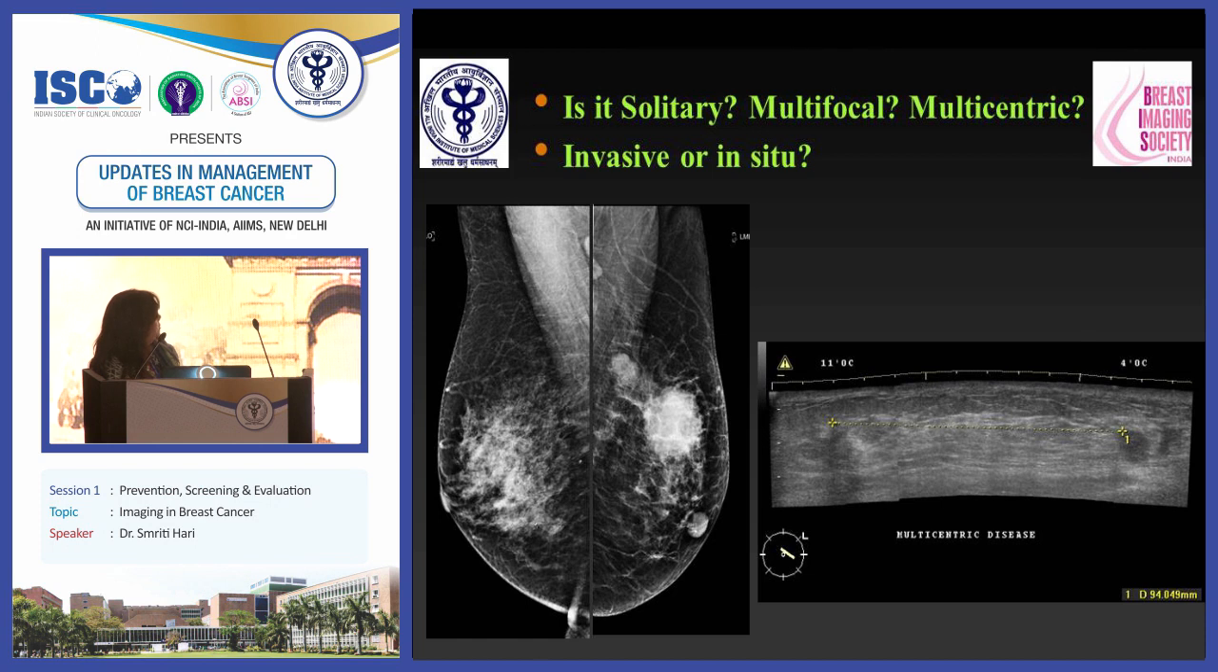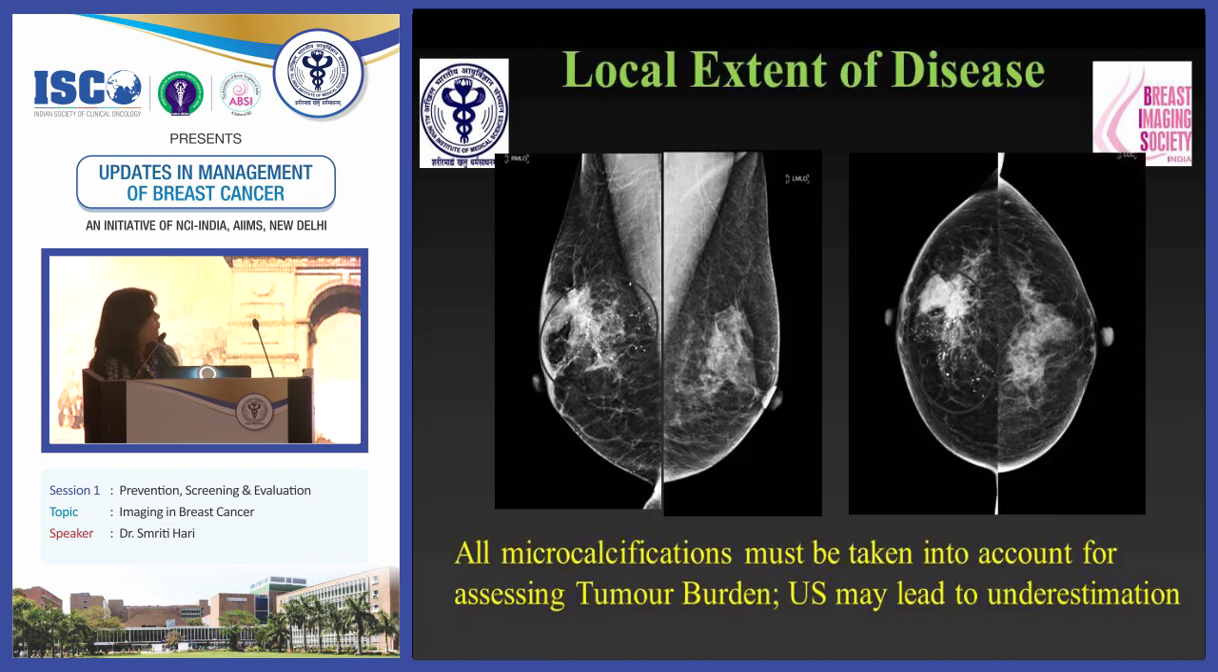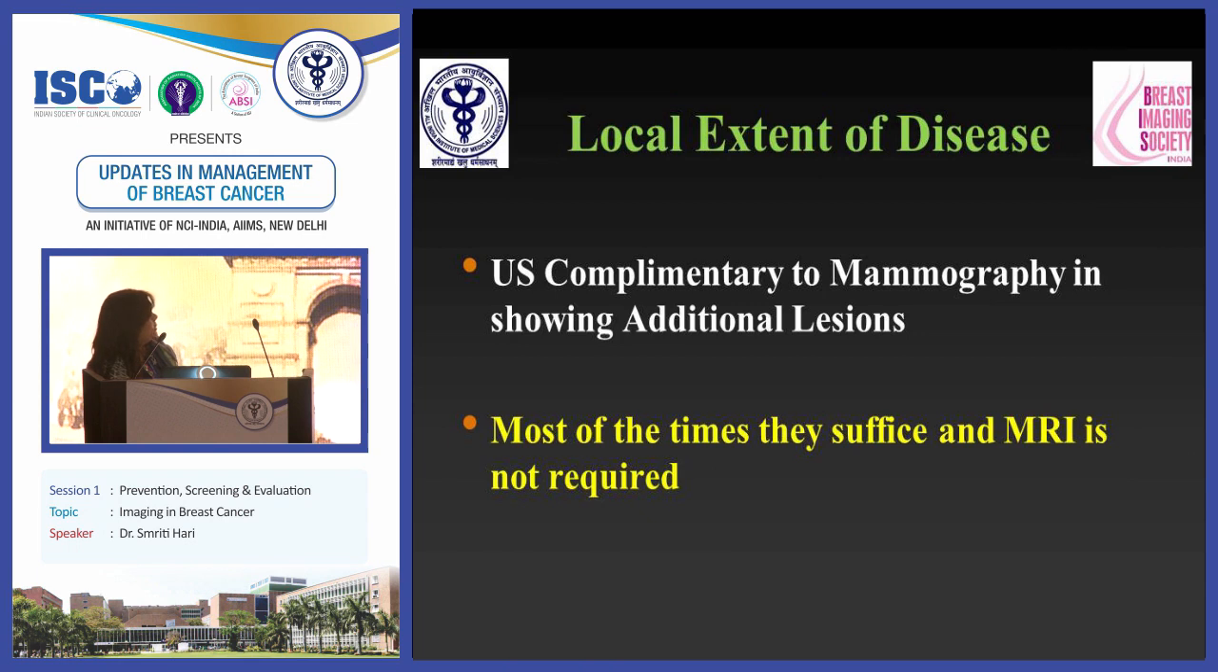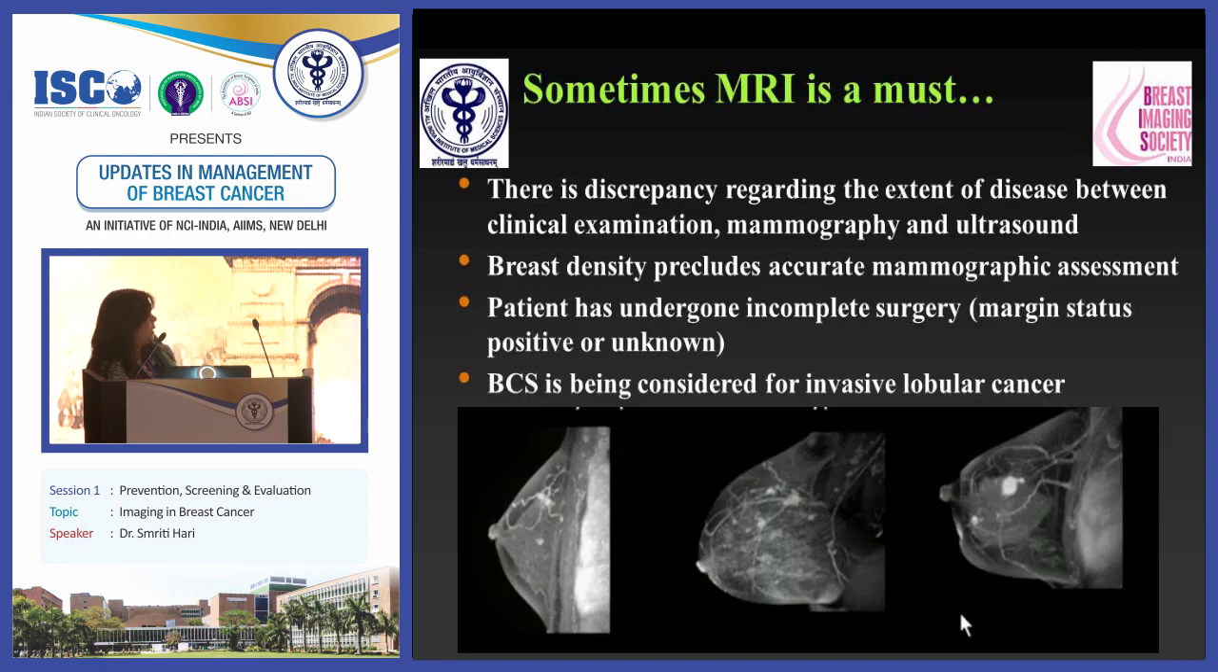And regarding the local extent of the disease, one should remember that all microcalcifications must be taken into account for assessing the tumor burden. Ultrasound often leads to an underestimation. Most of the times, ultrasound plus mammography are able to show the additional lesions and they are sufficient. MRI is not required. But sometimes MRI is a must, and I really like these EUSOMA criteria for doing an MRI for extent of disease.